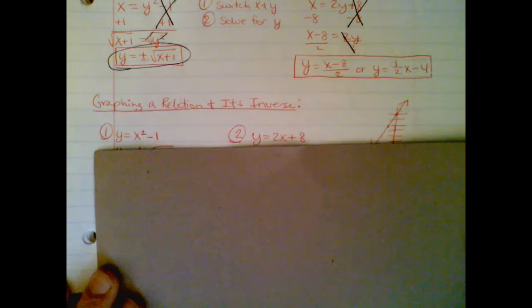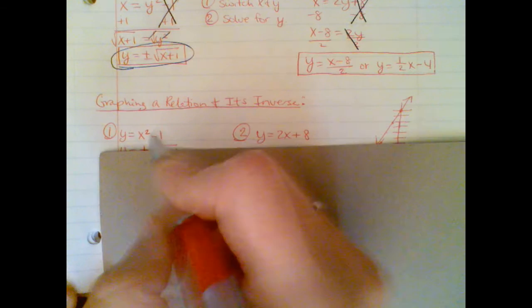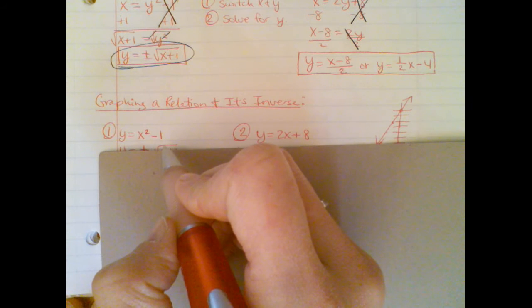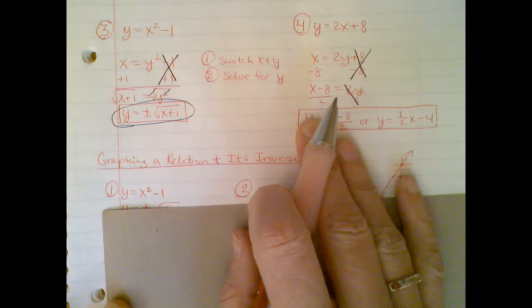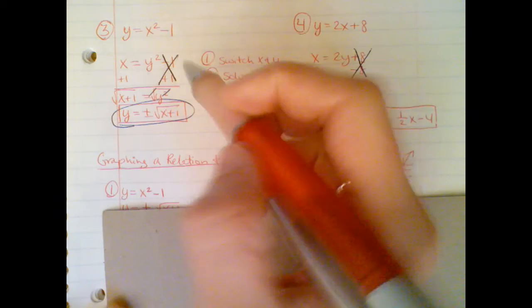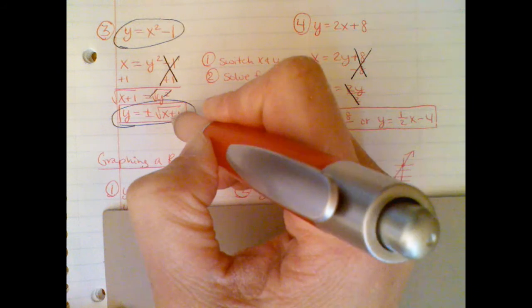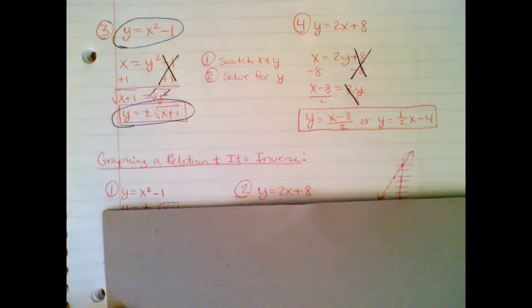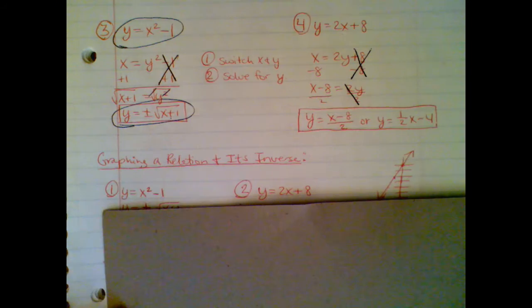So our function for this first example is going to be y equals x squared minus 1. So we want to go ahead and switch the x and the y. And notice we already did that up here in number 3, so we don't need to do that again. We'll just take a look up here. This is the original function. This is our new function, so we want to now graph both of those and see what a function and its inverse looks like.